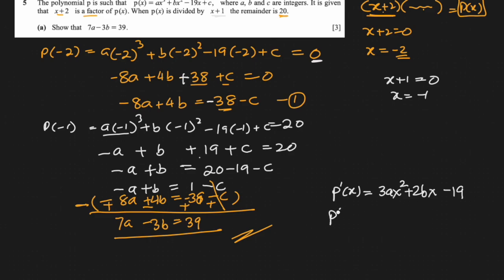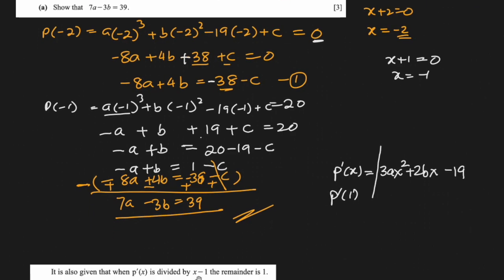They said p derivative equals 1. Why 1? Let me show you why. Because x minus 1 is given by the remainder theorem, I'll make it equal to 0, and when I do, x becomes 1. So that's why we substitute 1 in the derivative.